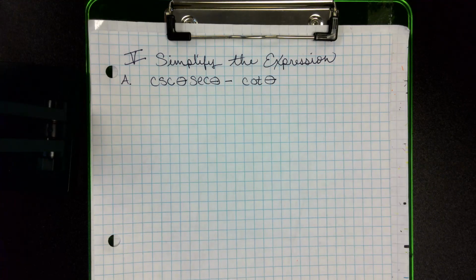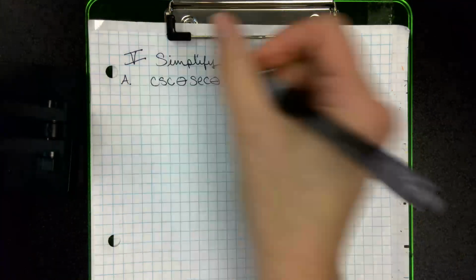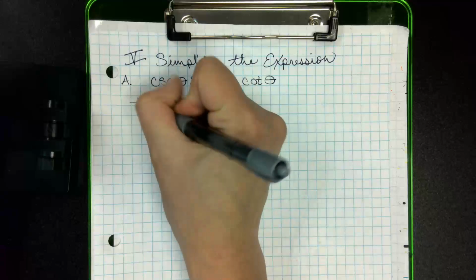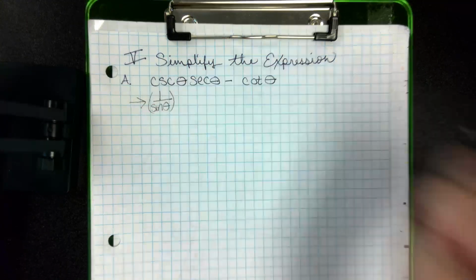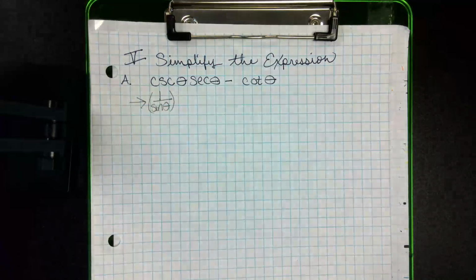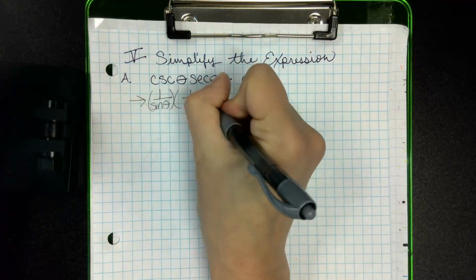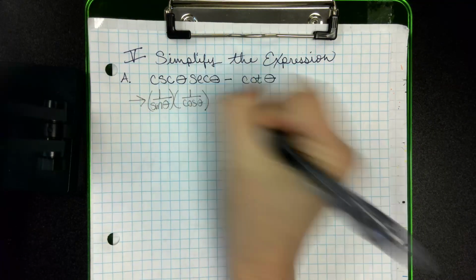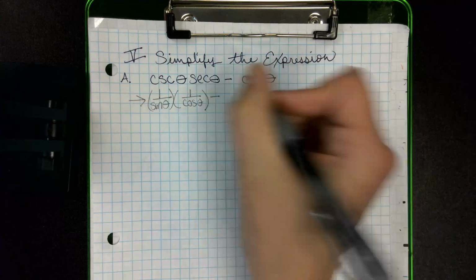What are the simplest trig functions? Sines and cosines, right? Because even tangent can be made out of sines and cosines. So let's just turn each one of these into a sine or a cosine. Cosecant, that's 1 over sine. Secant is 1 over cosine. Minus cotangent. Well, tangent is sine over cosine, so cotangent is cosine over sine.